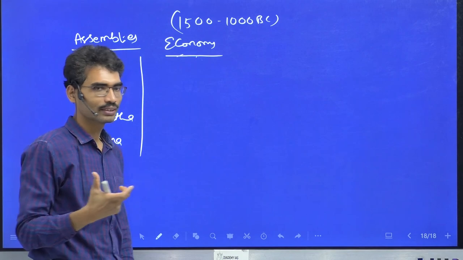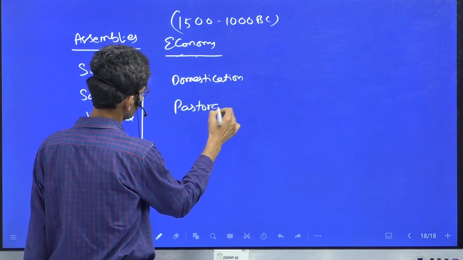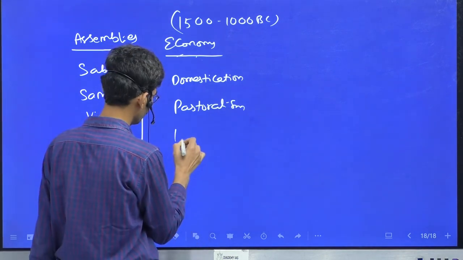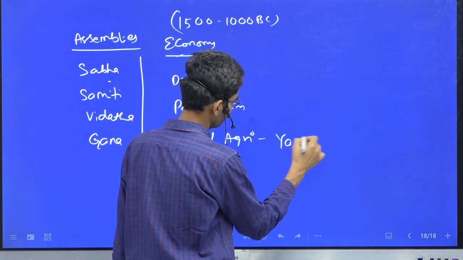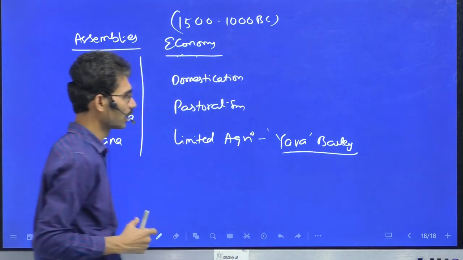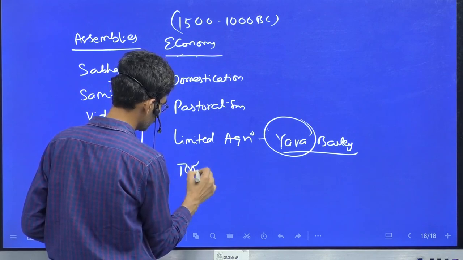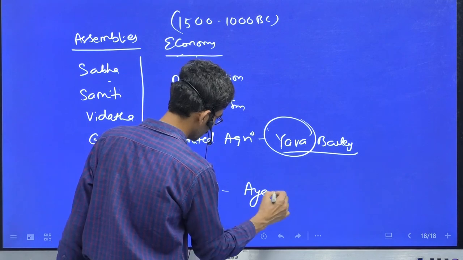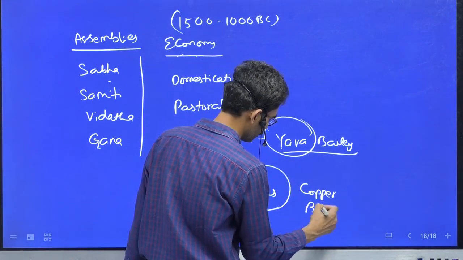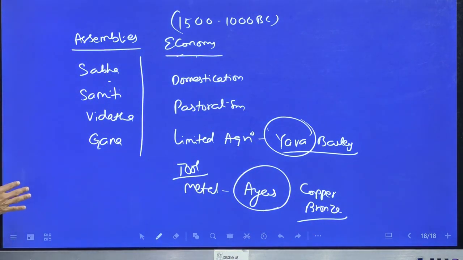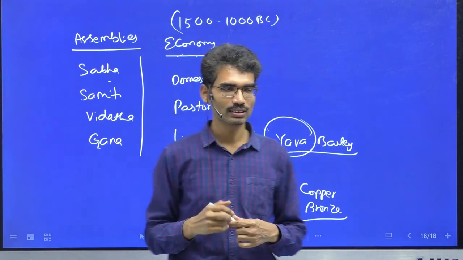When it comes to economy, their main subsistence pattern is domestication of animals. Pastoralism. Agriculture was there, but limited. They used to produce a crop called yava. This is akin to barley. Barley was the crop, yava, they called. This term comes from Rig Veda. And they also used tools of metal called ayas. They called the metal ayas. Probably it is copper or bronze. So copper or bronze. You will remember these terms: yava, ayas, sabha, samiti, vidata, gana. This is the economic system.